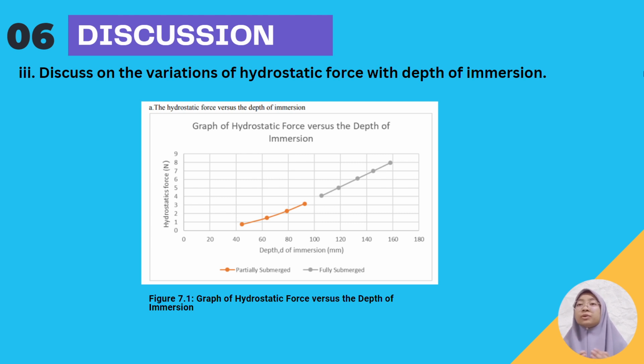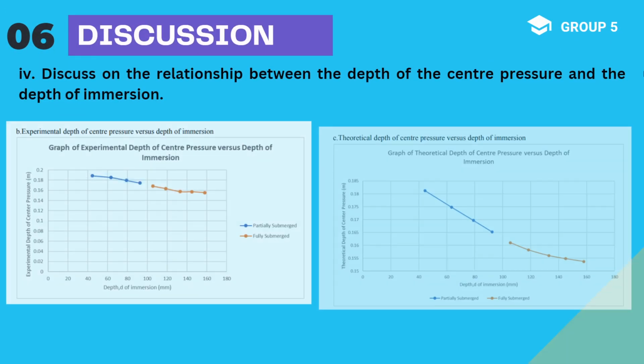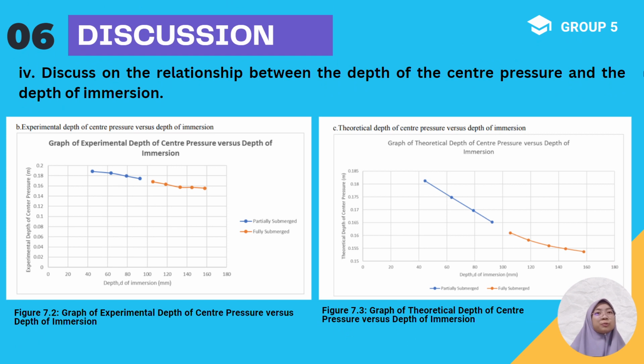To conclude, when the loads are applied, the quadrant becomes submerged. As the depth of immersion increases, the pressure exerted by the fluid increases. Consequently, the hydrostatic force on the submerged object increases. The fourth part is to discuss the relationship between the depth of center of pressure and the depth of immersion. This relationship can be shown in figures 7.2 and 7.3 for both experimentally and theoretically.